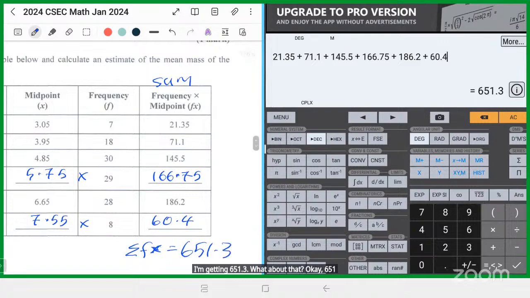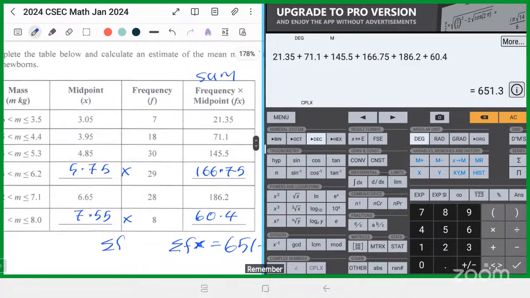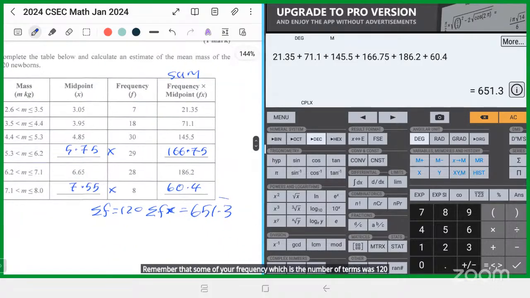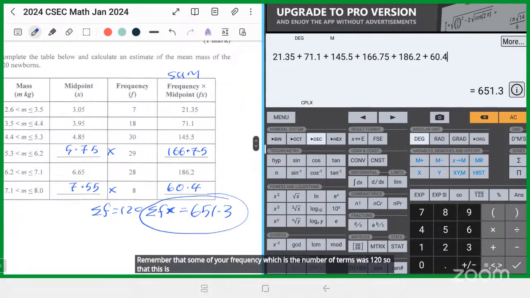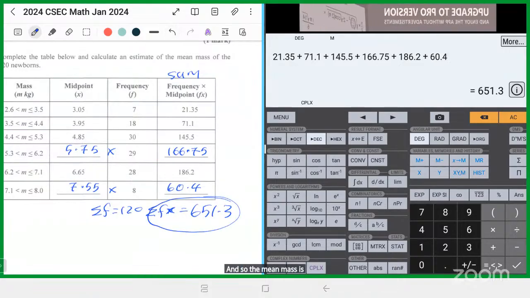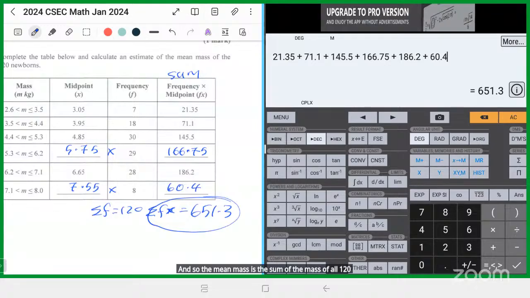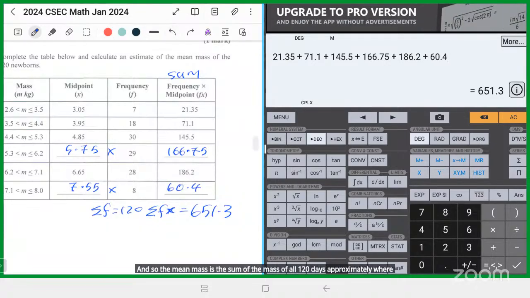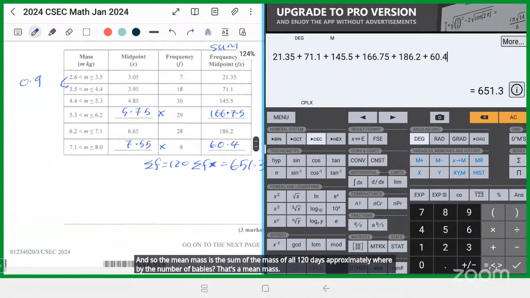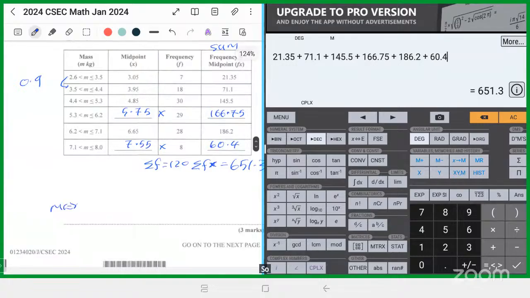651.3. Remember that the sum of your frequency, which is the number of terms, was 120. So this is the approximate mass of all 120 babies. And so the mean mass is the sum of the mass of all 120 babies divided by the number of babies. That's the mean mass. So the mean becomes 651.3 divided by 120.